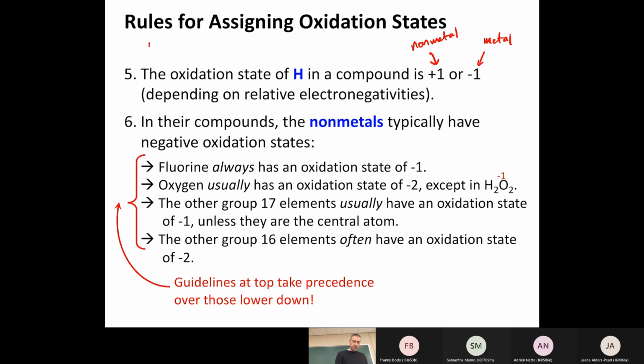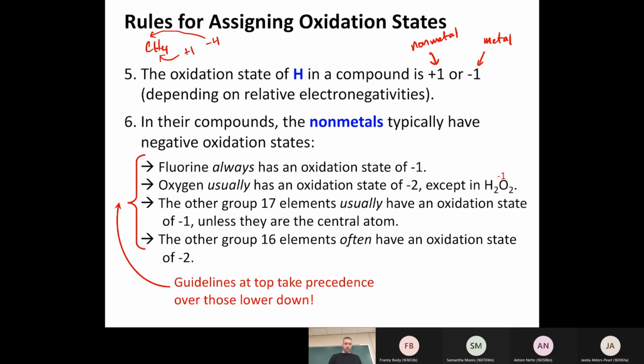So if you have something like CH4, we would say the hydrogen here, because it's attached to a nonmetal, is going to be +1. So that means the carbon here is going to be -4, because we have 4 hydrogens, each of them +1, for a total of +4. We know this is a neutral molecule, so the sum of everything has to be 0. So that means the carbon has to be -4.